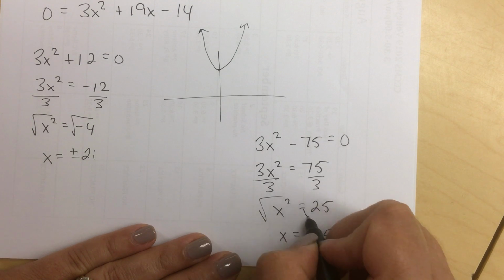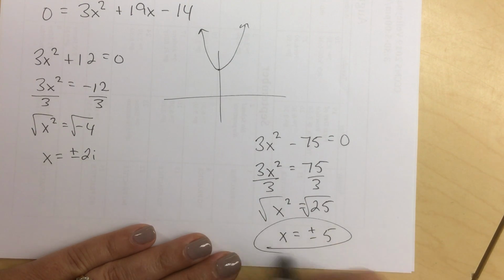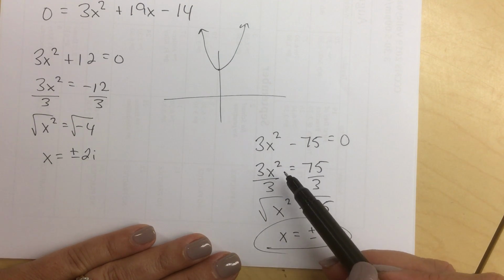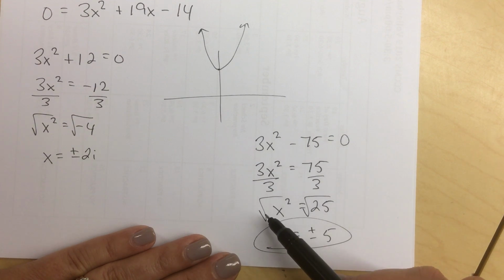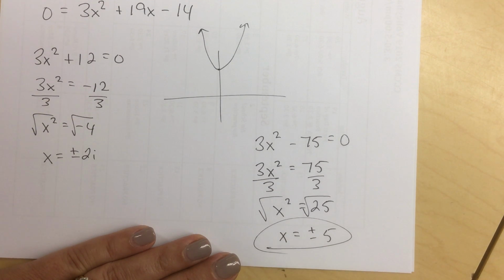Because when you square root that, you get a plus and minus. Remember, when you have an x squared and you're putting the square root in order to solve it, you have to account for the plus or minus. So the solution to that is plus and minus 5.